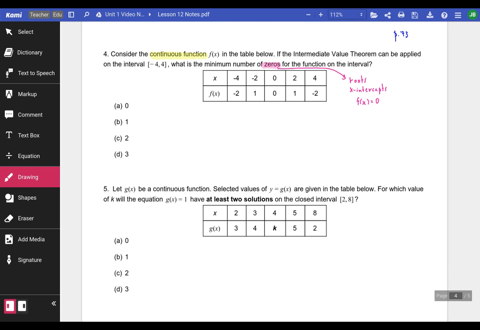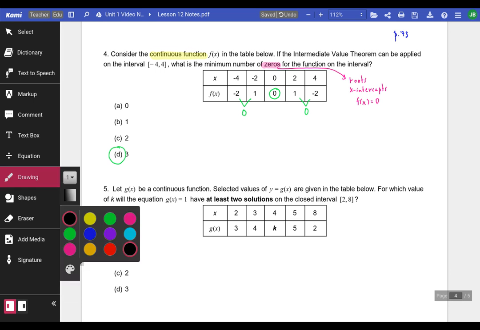So if I'm looking for a y value of 0, in the table here, I see I went from -2 to +1. So it must be that somewhere in between there, since I'm continuous, I passed through f of x equals 0. So there's one place. Here we can see clearly in the table that we have a 0. And then if I look here, I went from 1 to -2, tells me I must have crossed through 0. So I can see here that I have at least 3 zeros. I don't know what else might have been going on, but there's at least 3 places that I must have zeros.